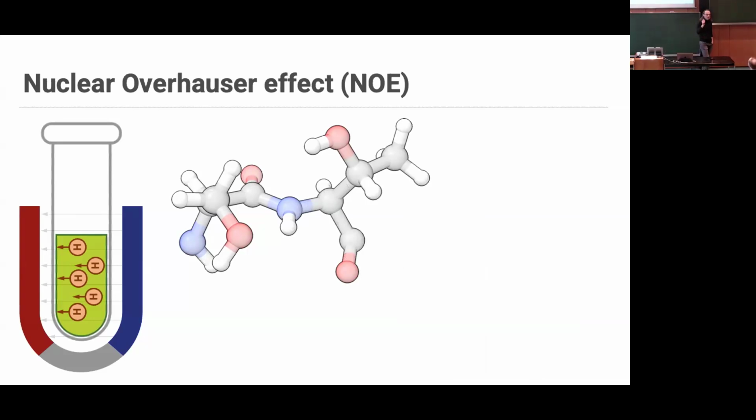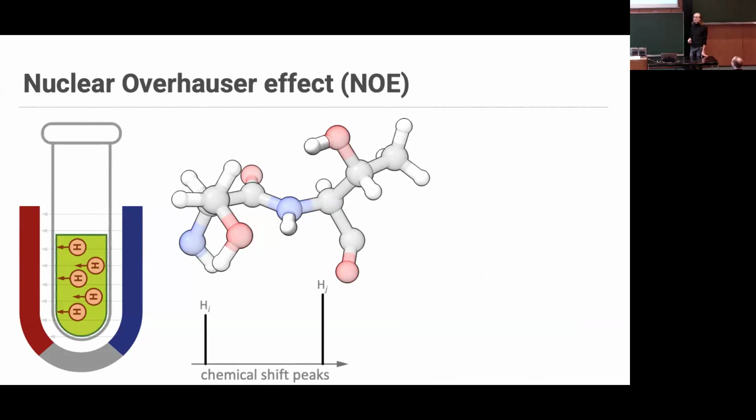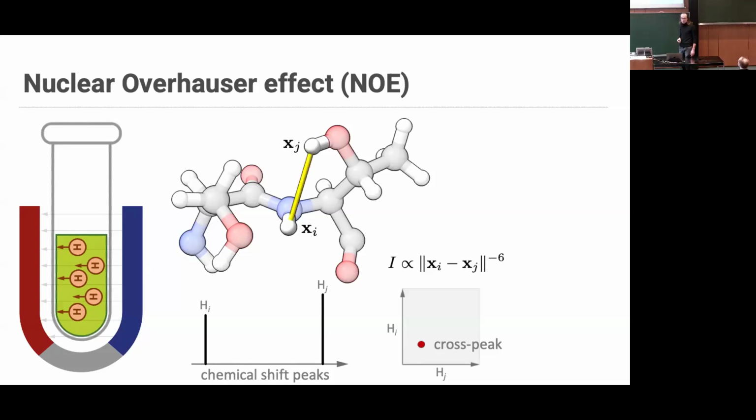A very important kind of experiment that NMR people do for determining protein structure is based on what is called the nuclear Overhauser effect. For example, if you look at these two hydrogens, they will form some peaks. Using the previous procedure, you can assign them to specific atoms. But then magnetization will also transfer through space. So if they are close enough, you will see a cross peak in this correlation domain. And the intensity of the peak will depend on some inverse sixth power of the distance between the atoms.